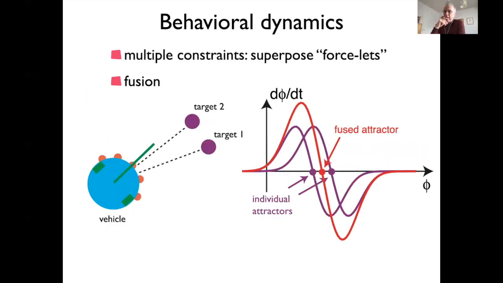Okay, so let's look at how we can then combine different constraints like that. And I'll take you through an academic example that's very clean, although that's not what we use in practice, namely having 2 targets and fusing these constraints. And then I'll talk about obstacles and targets, which is the more relevant constraint.